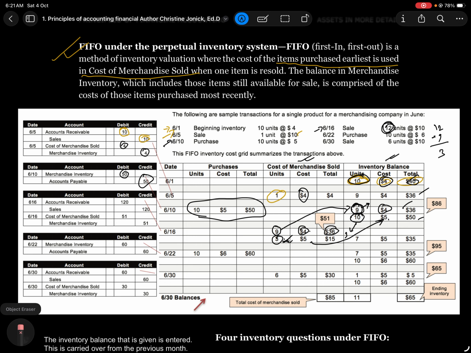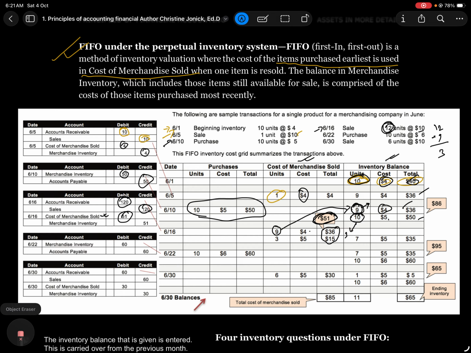Now when you look at this, what's our cost? Our cost is 51. So in this scenario, our sale is 12 units at the rate 10. Our AR would be debit accounts receivable 120, sales of 120. But when you record the merchandise sold, you would record 51, as you can see over here, based on both of them.